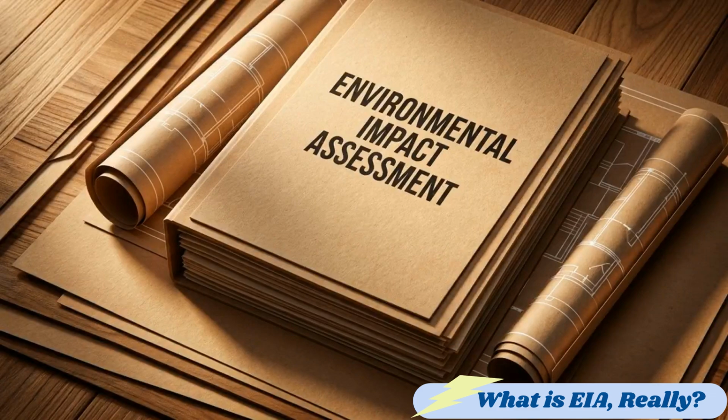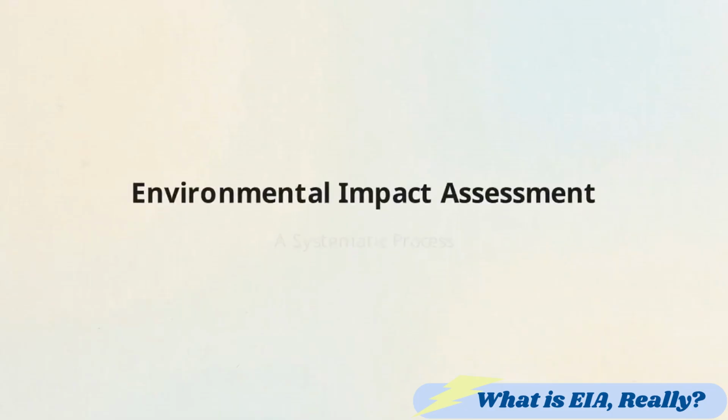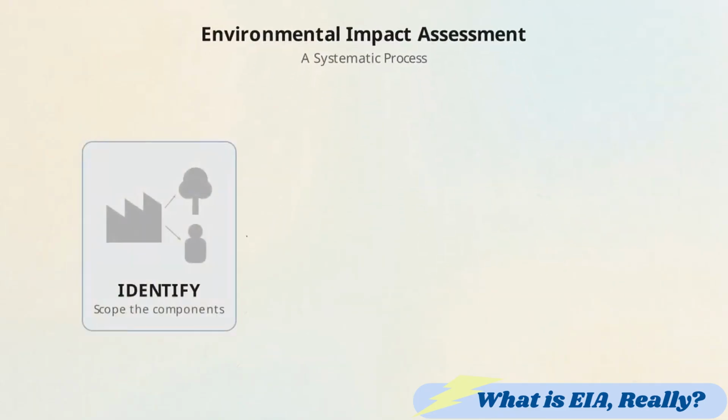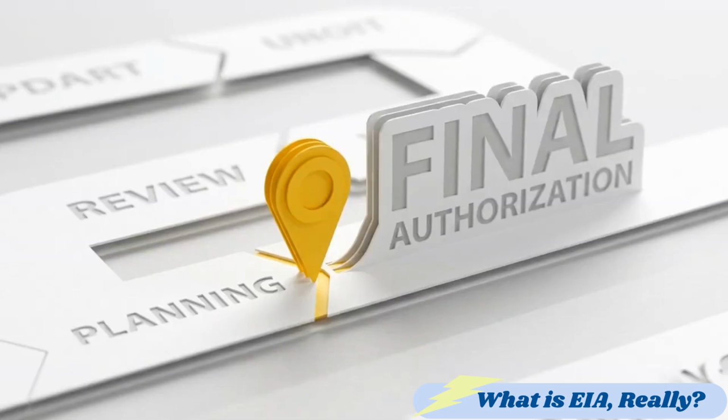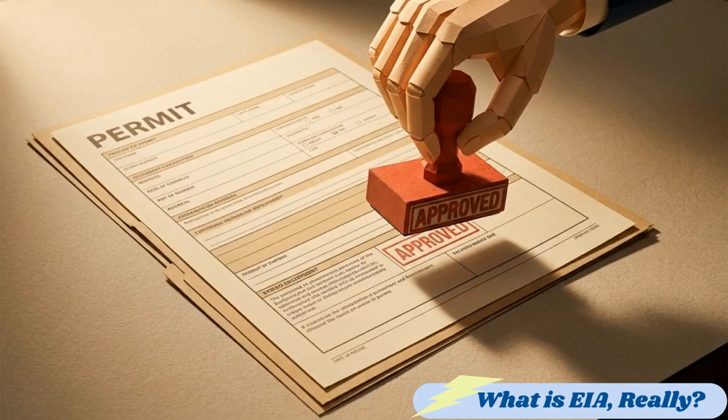We are going to establish exactly what an environmental impact assessment, or EIA, looks like in practice. By definition, an EIA is a systematic process for identifying, predicting, and evaluating the likely environmental and social effects of a proposed project. But the entire mechanism hinges on the final 4 words of that definition: before the project is approved. That specific timing is the core premise of the policy.